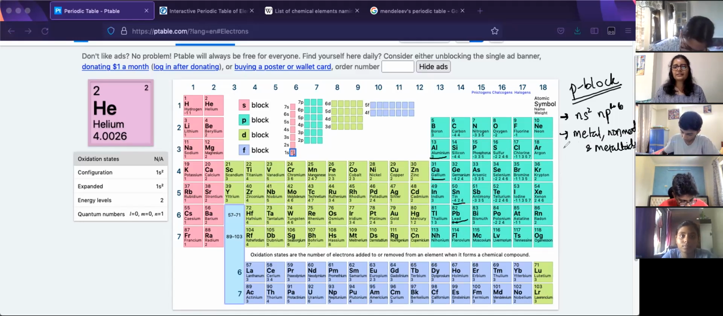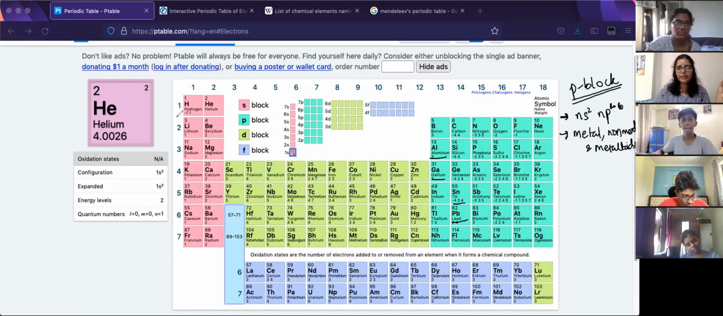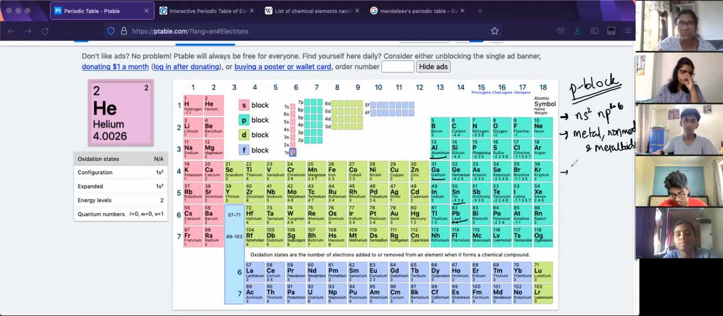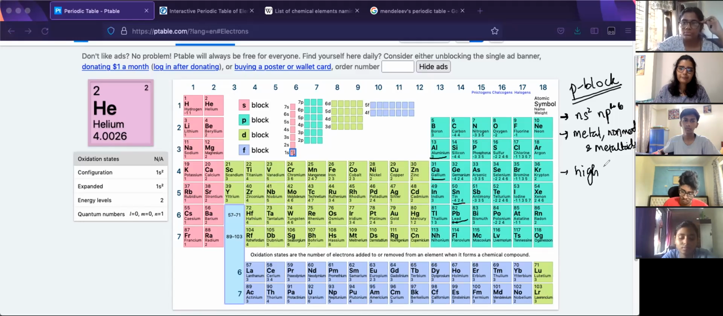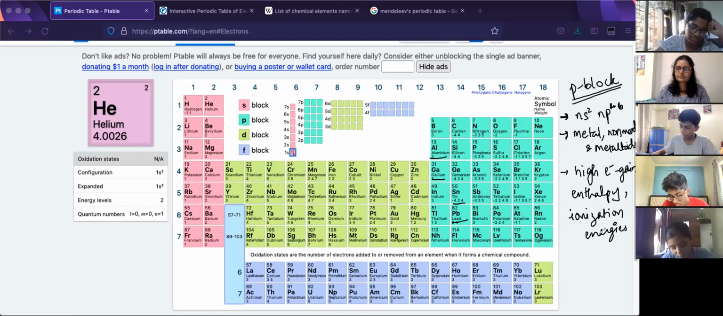In case of P block, we can't generalize the way we talked about S block, low melting point, high melting point, because you find all different kinds of elements here. But one thing you can generalize compared to other blocks, P block is usually characterized by high electron gain enthalpy and high ionization energies. It's not that they have high electron gain enthalpy full stop. It's more that compared to all other blocks, you'll find the highest electron gain enthalpies and the highest ionization energy in the P block.